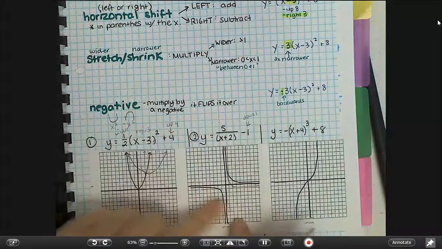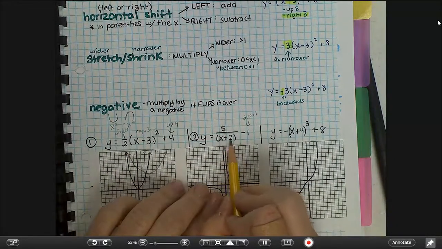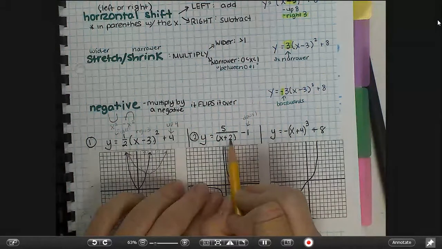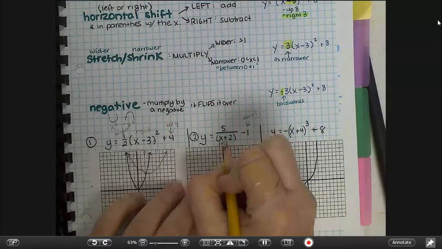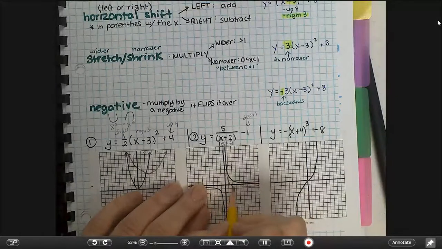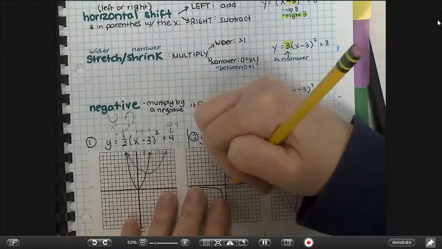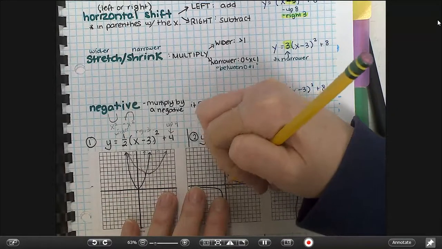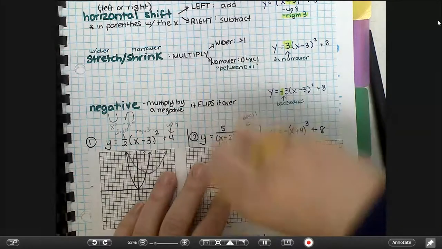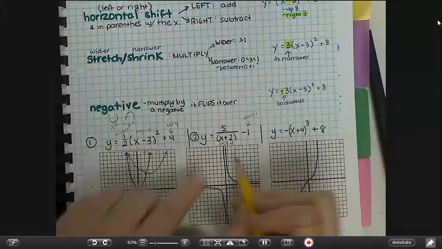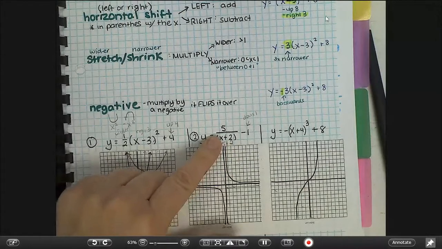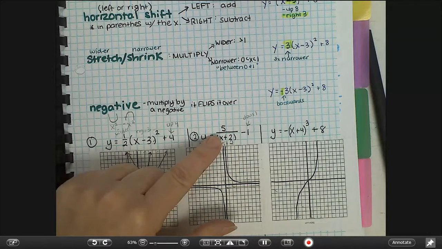The other one is going to follow the same pattern. Then we need to move it 2 spaces to the left because it says +2. So we're going to take it and we're going to go backwards 1, 2. Okay. But it's still coming along here. And then 5 means that we're going to make this thing 5 times skinnier.